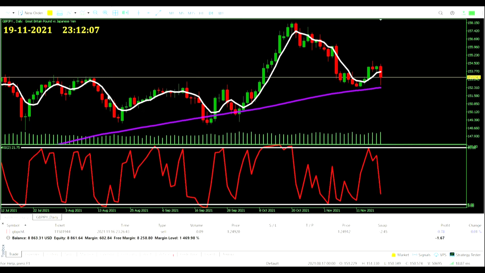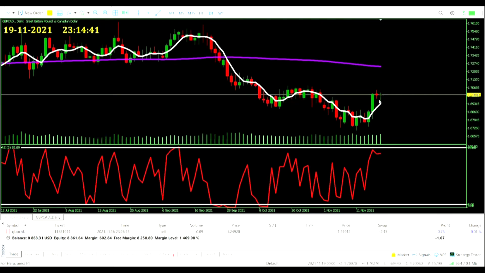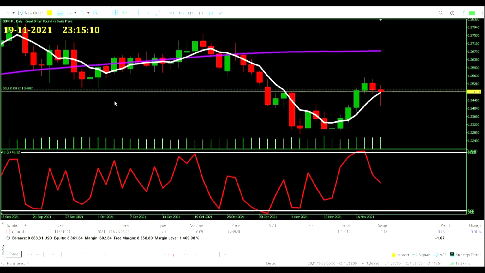Pound yen moving in on the signal. Could see a red day come on Monday, and if price can push down but not get below the moving average, we could find our way into a buy signal. Pound CAD still threatening that signal. Alright, no extras for us. Let's see this pound Swiss franc trade get going. Get going in the good way. We'll be back next week.